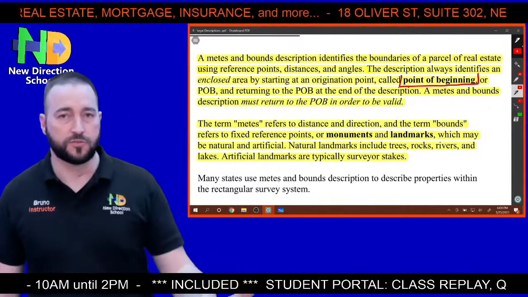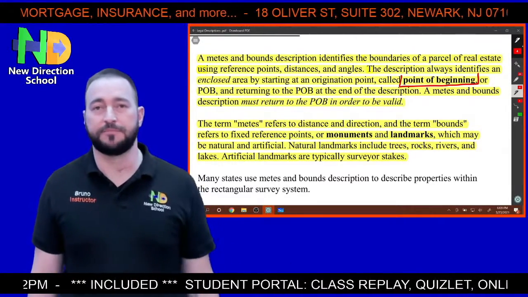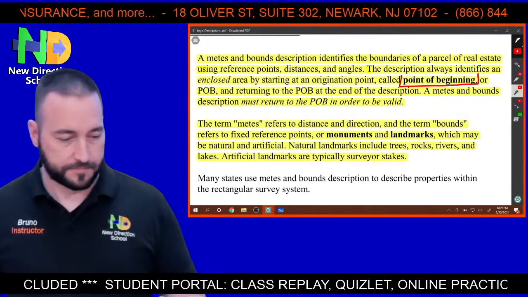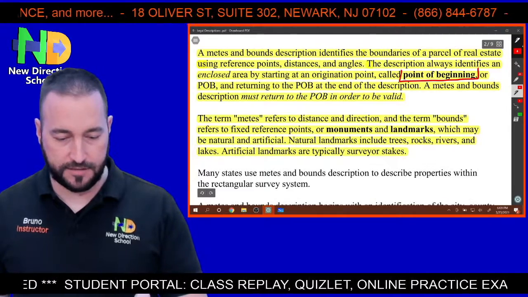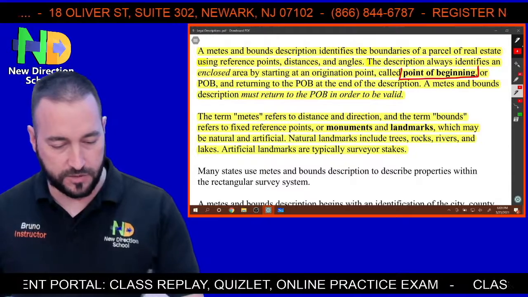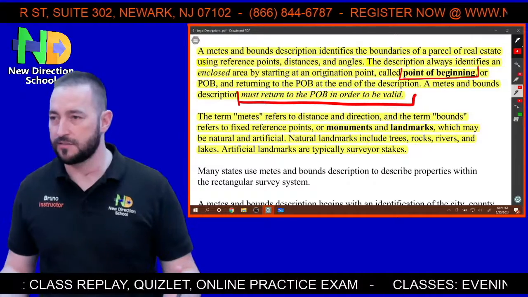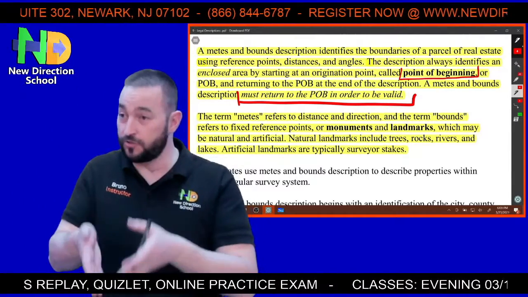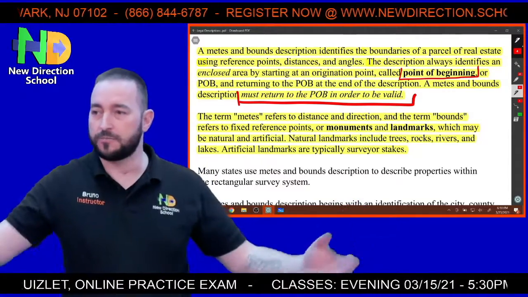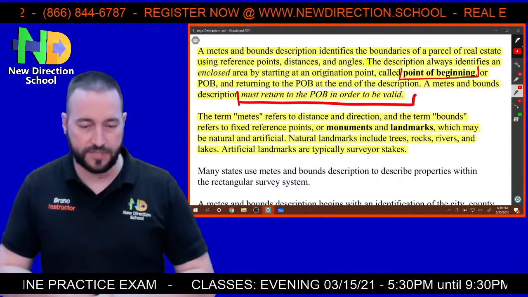In the school or state exam, if it asks you what type of description starts at a point of beginning, meets and bounds. Or POB. And it returns to the POB at the end of the description. The meets and bounds must return to the point of beginning in order to be valid. Why? Because we need to close the box. If I start here and I never return to this point, then my property is just open-ended. No, I need to come back to the point where I started in order to close that box.